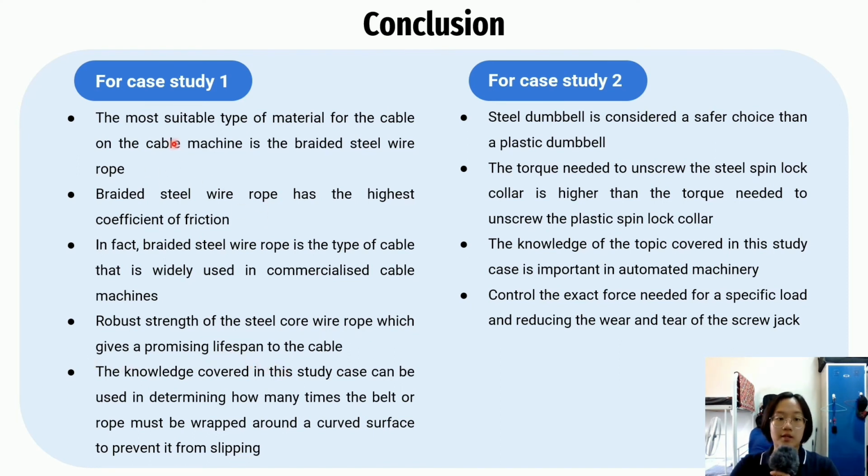I would just like to mention that the knowledge covered in this case study can also be used in determining how many times the belt or the rope must be wrapped around a curved surface to prevent it from slipping.